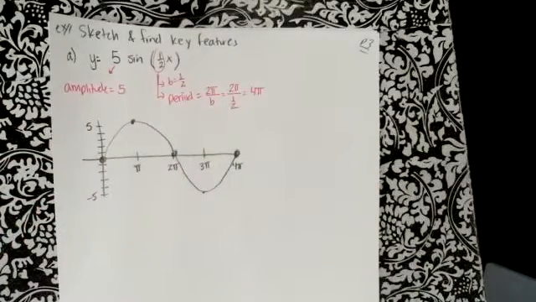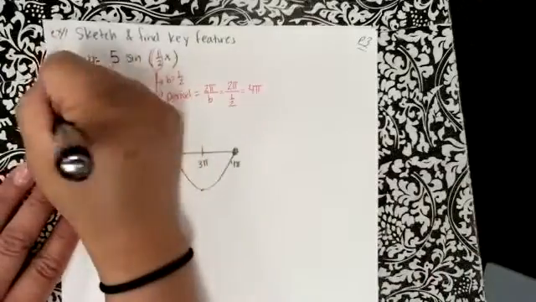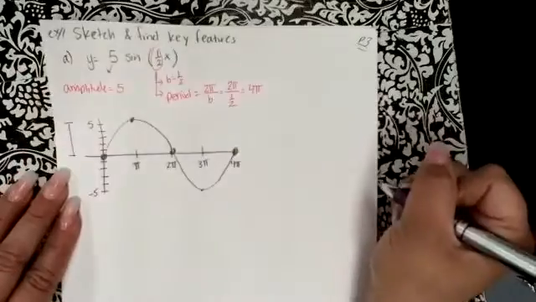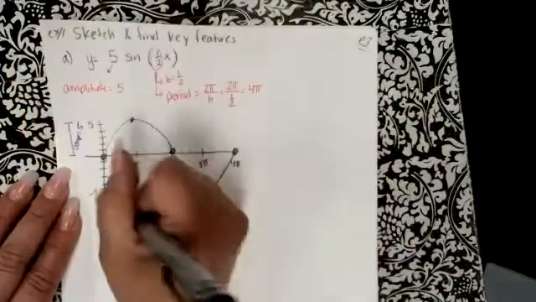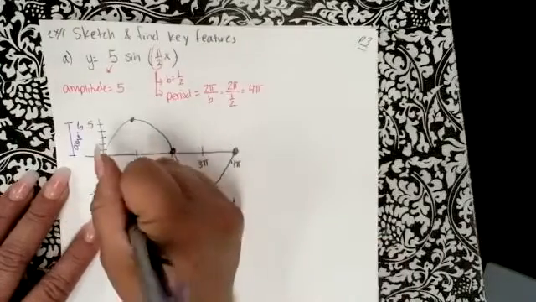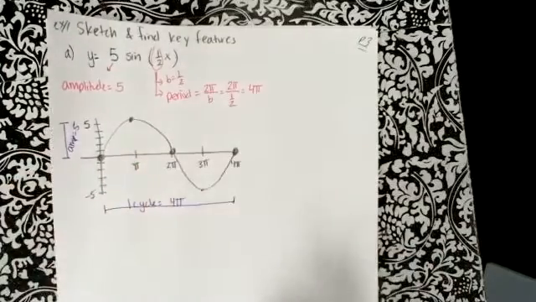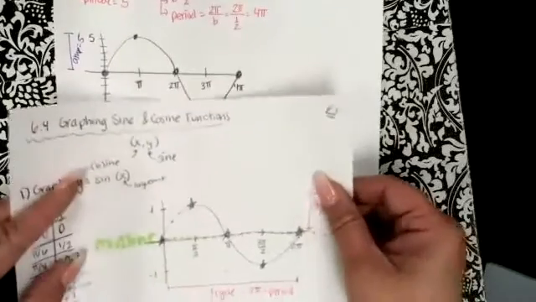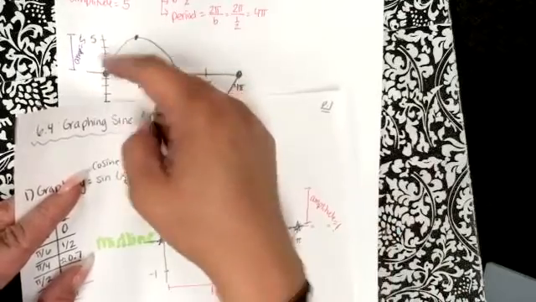Always go back to your parent graph. So right here's your amplitude. My amplitude is 5. And my period, or one cycle, equals 4 pi. It looks almost identical to the sine graph. The only difference is I changed the scale. Here I went all the way up to 5.